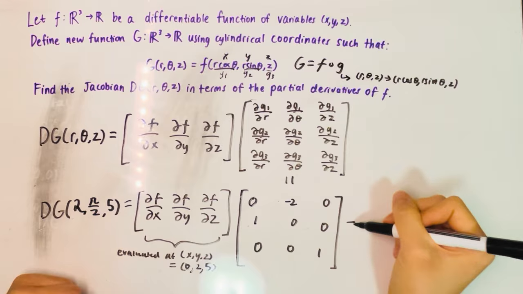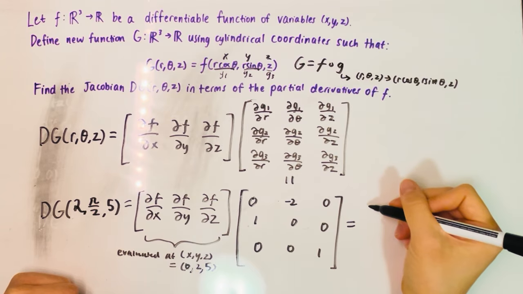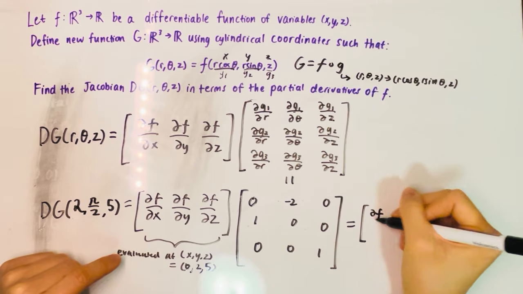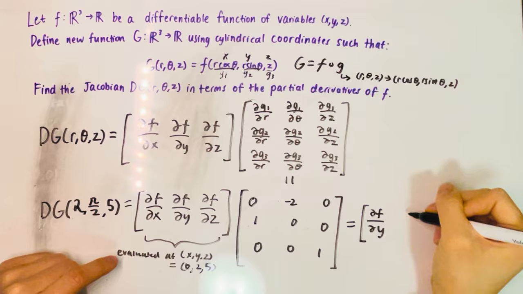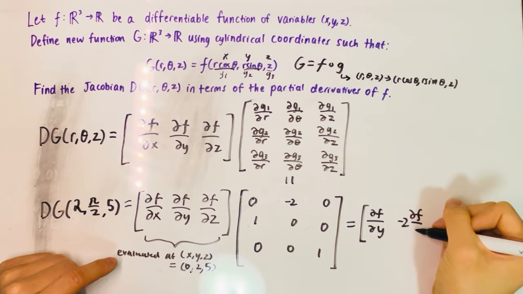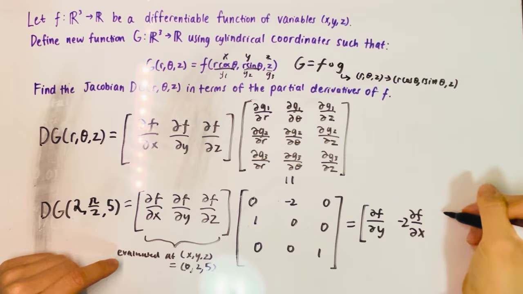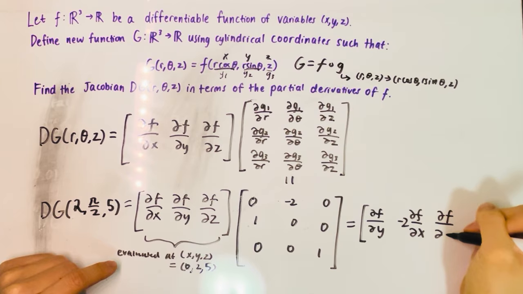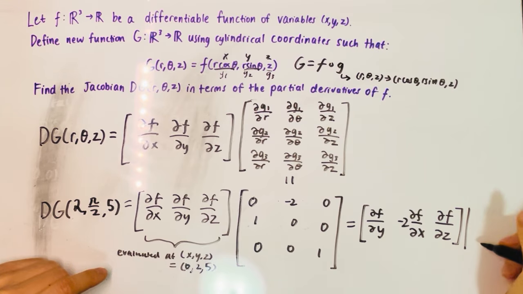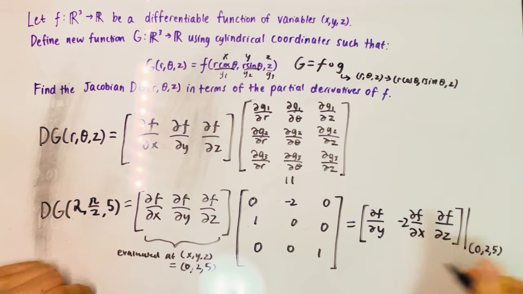So multiply this out, and then we would get ∂f/∂y, negative 2 ∂f/∂x, and ∂f/∂z. And these are all going to be at (0, 2, 5). And we're done.